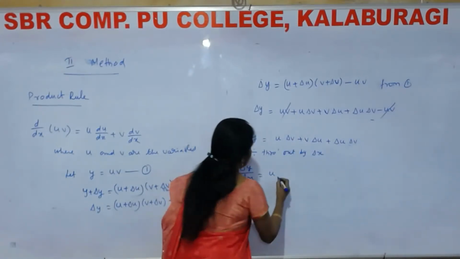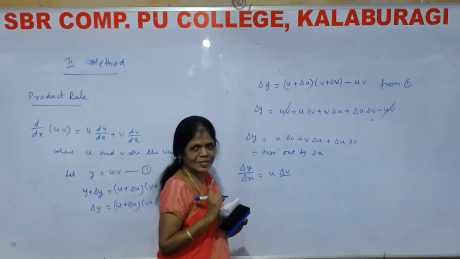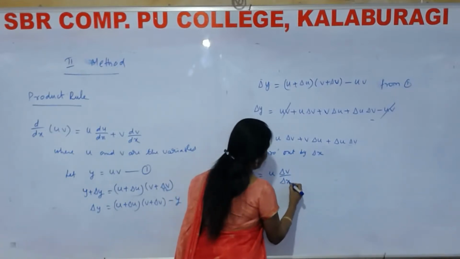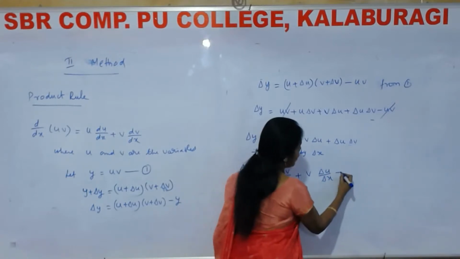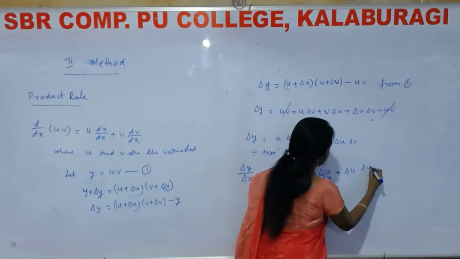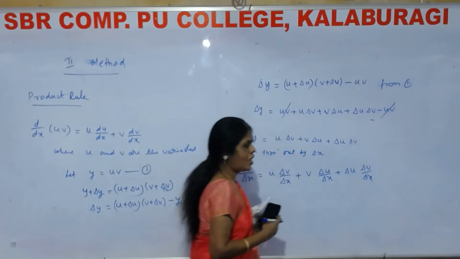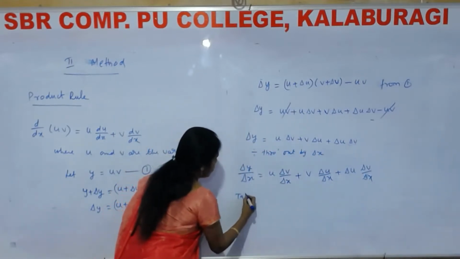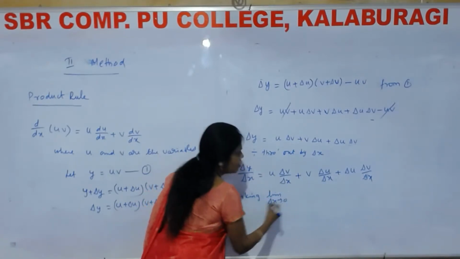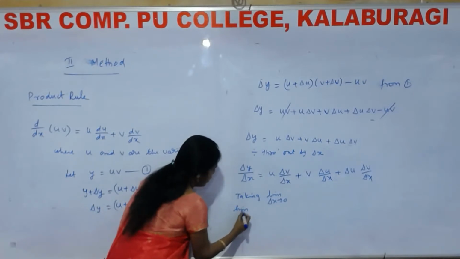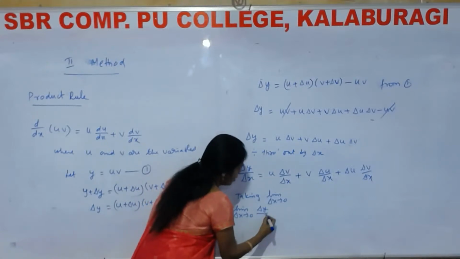Tell me what it is. Delta v by delta x. Okay. Plus v into delta u by delta x. This you can take for one, either for this or this. Okay. Taking limit delta x tends to 0. So limit delta x tends to 0 of delta y by delta x.